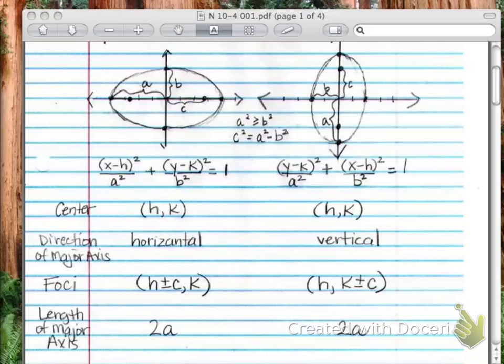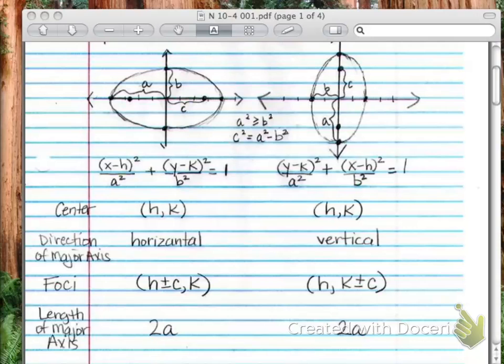This A distance is the distance from one side to the center. Your A distance is always going to be the distance on the major axis. Okay? No matter what. Notice how right now my A distance is horizontal from here to here. Over here though, my A distance is vertical from here to here. That's because A always goes with the major axis.